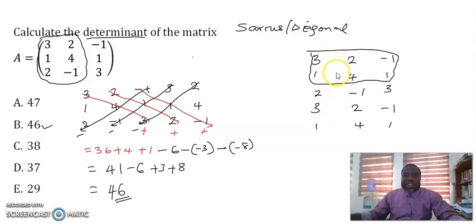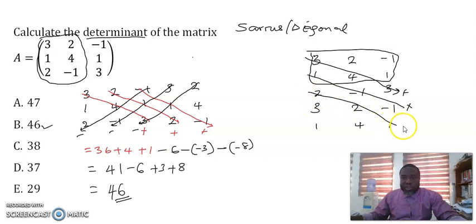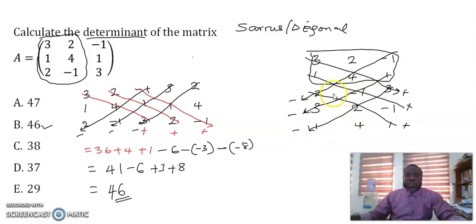So once this is done, you can now multiply this way. This will be positive. This will still be positive. And then this also will be positive. Then you now multiply across this line. This will be negative. You multiply this way, which is negative also, and multiply this way, which is also going to be negative. So whichever of these two approaches you use, you're going to have the same answer.